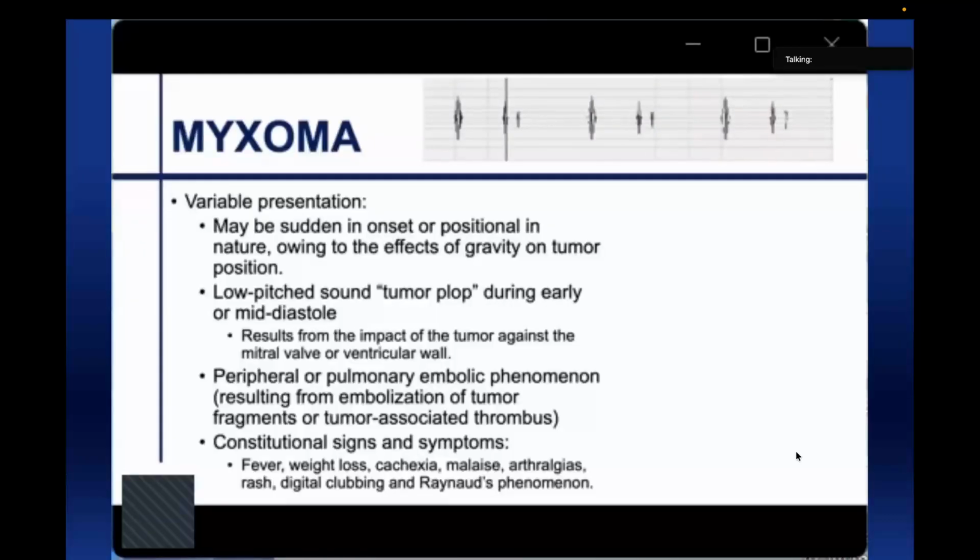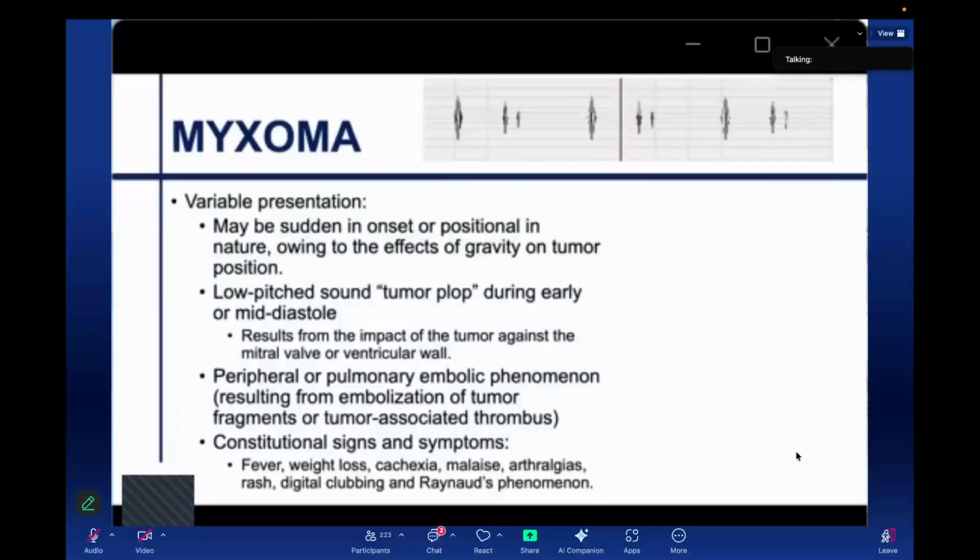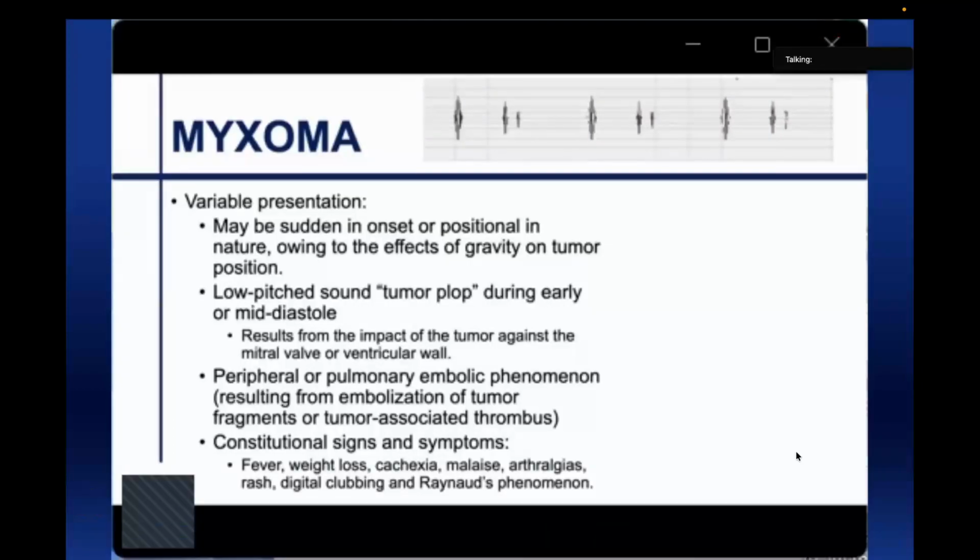Constitutional signs and symptoms include fever, weight loss, cachexia, malaise, arthralgias, rash, digital clubbing, and sometimes Raynaud's phenomenon.